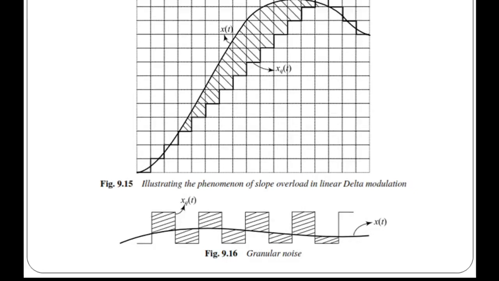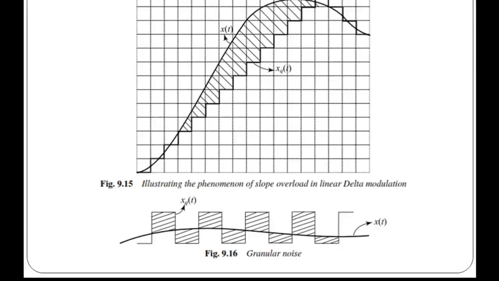Now, to reduce this slope overload distortion, the step size must be increased when the slope of signal x(t) is high. Since the step size of the delta modulator remains fixed, its maximum or minimum slope occurs along a straight line. Therefore, it is also known as linear delta modulator, LDM.